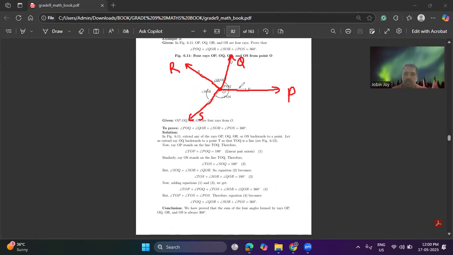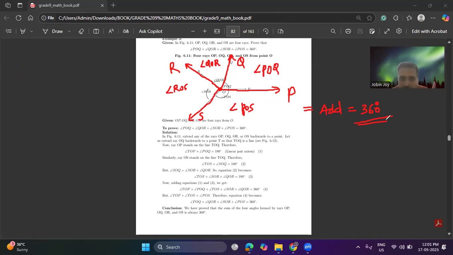So the question is prove that angle POQ plus angle QOR plus angle ROS plus angle SOP, when you add all these, you will get 360 degree. So this is the problem. We have to prove that this sum is 360 degree. But here we have to do some adjustments. I will show you.